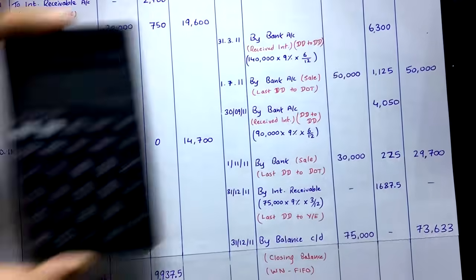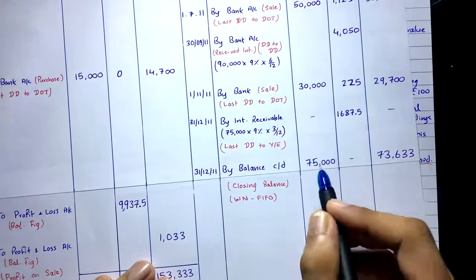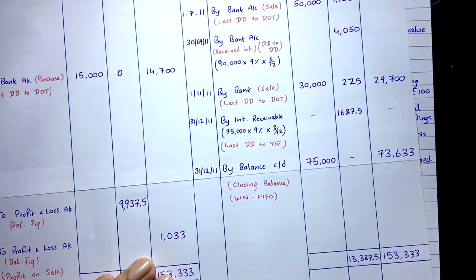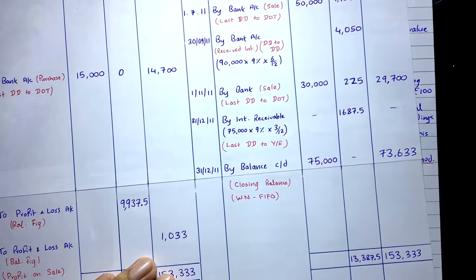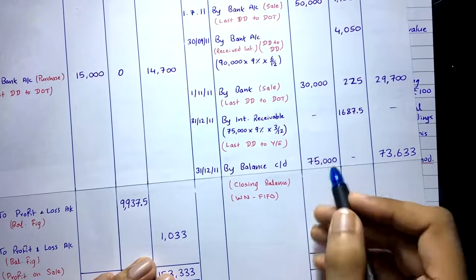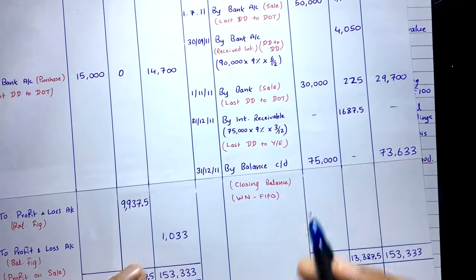So that's your closing stock, the quantity of the closing stock. So 75,000 you have, okay, the face value, not the quantity, only the face value, right? So this is the face value you have, 75,000. Now on this face value you have to calculate what?